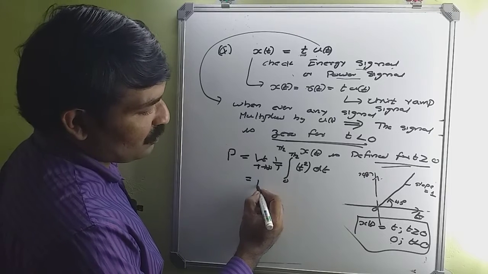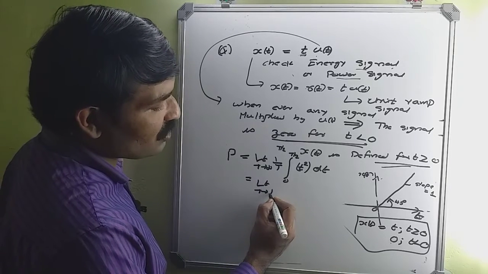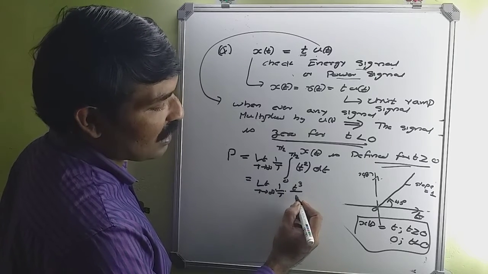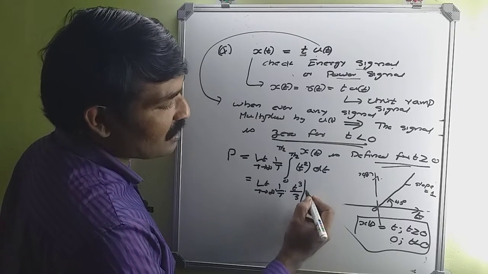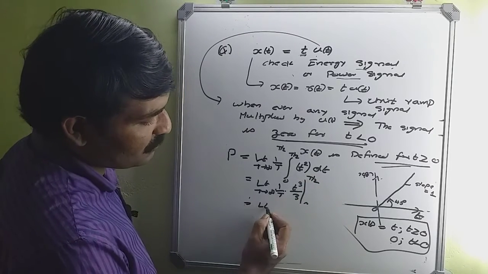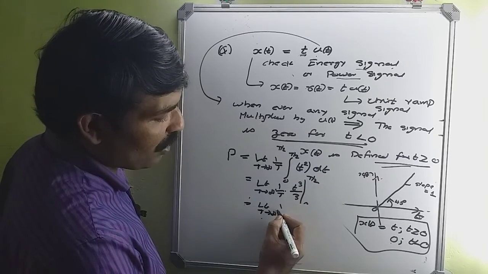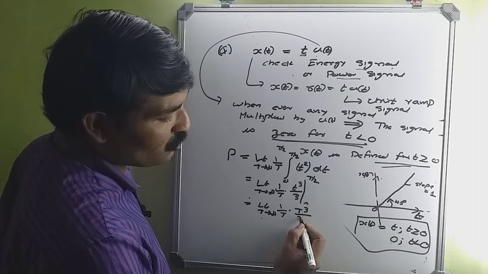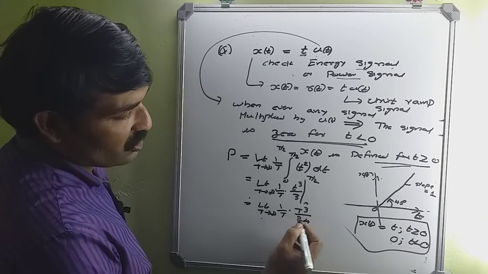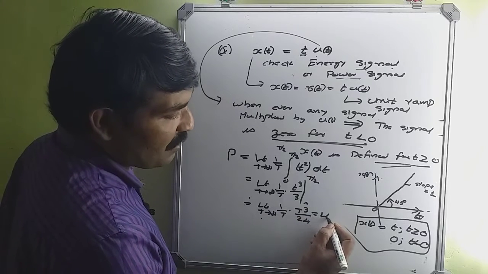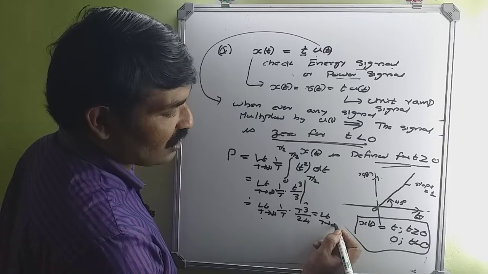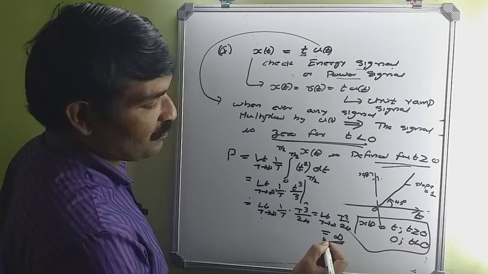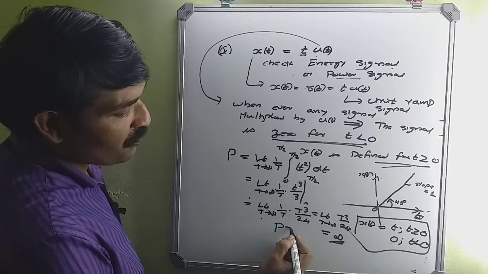that is equal to limit t tends to infinity 1 by t into the integration of this is t cube by 3 and applying the limit 0 to t by 2. So, t tends to infinity 1 by t into t cube by 8 into 3, that is 24. 1 t get cancelled. So, this is equal to limit t tends to infinity, t square by 24. Again, this is equal to infinity. So energy, so power is also infinity.